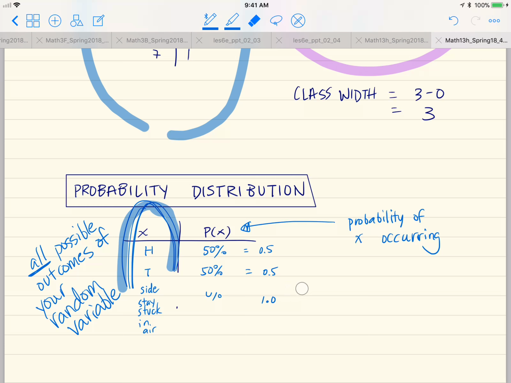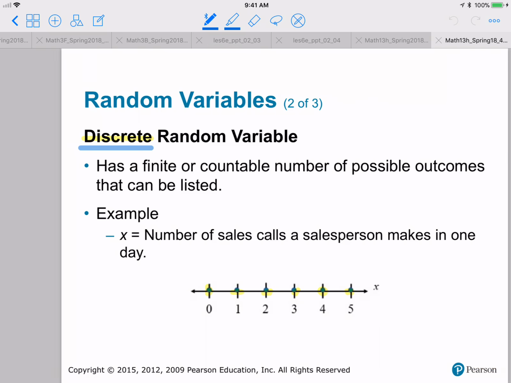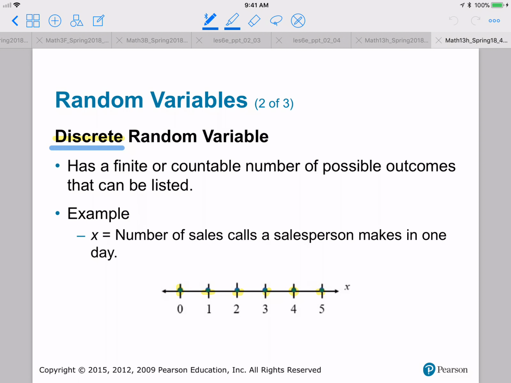Well, no, it's not a possible outcome, really, because the probability of it staying stuck in the air is 0%. Right? So you don't list every possible outcome that you can imagine. You list the outcomes that are reasonable. Okay? So there's a little finesse to this. That's why we can't have computers doing everything, because you've got to tell the computer what's reasonable and what's not.